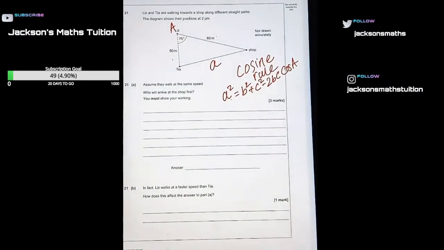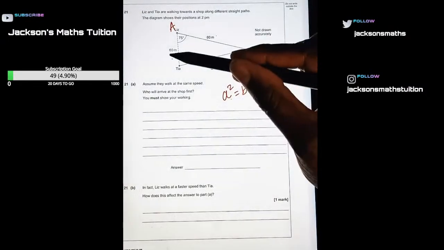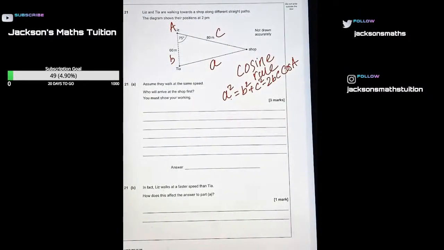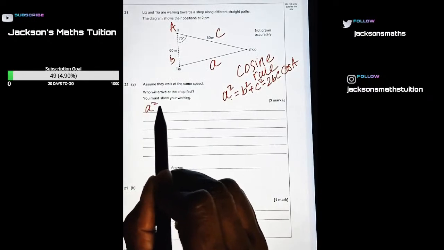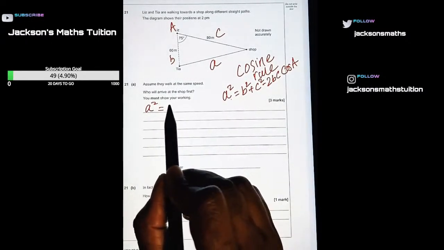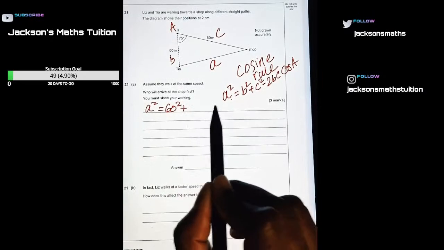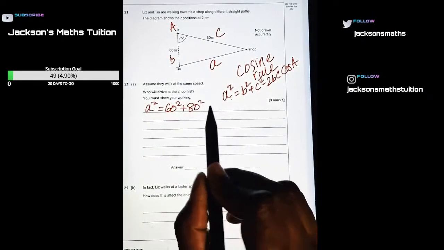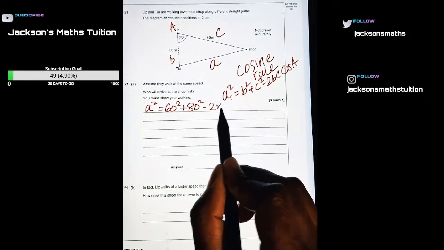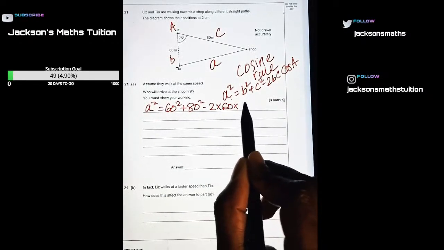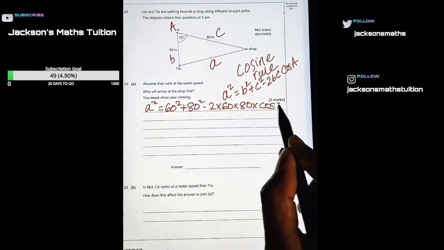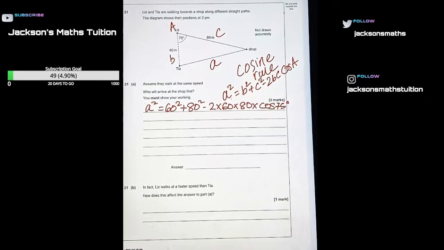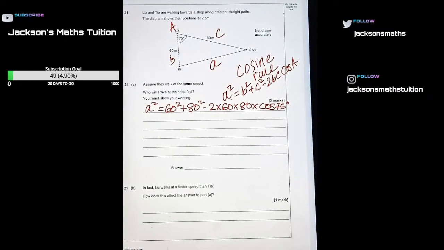Let's go ahead and substitute, guys. Let me call this B and this C here. Substituting into the cosine rule, A squared, the side we're trying to find, is equal to B squared, so 60 squared plus 80 squared minus 2 times 60 times 80 times cos 75. So that's your substitution done.